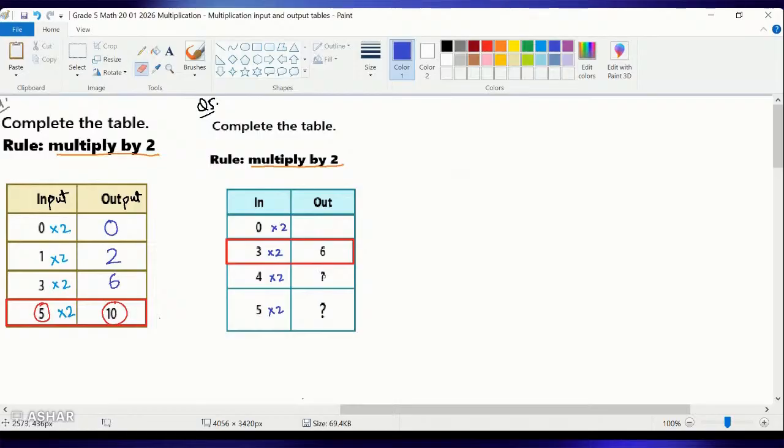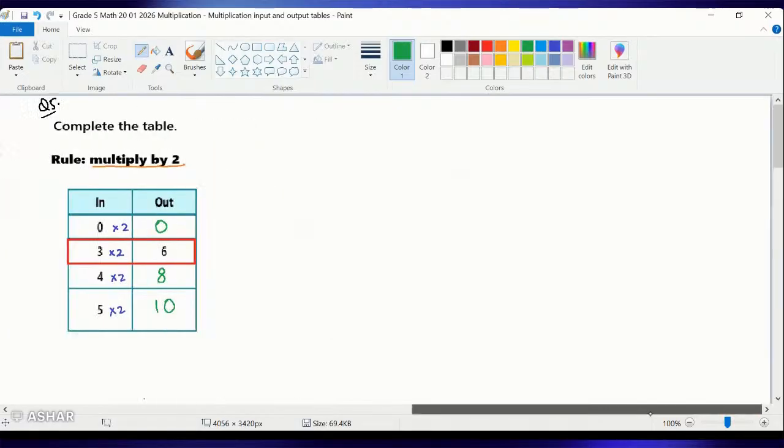And what would be the missing values? 0 multiplied by 2 stays a 0. 3 multiplied by 2 was already given, that is 6. 4 multiplied by 2 becomes 8. And 5 multiplied by 2 is 10. So by studying the given value, we can always complete the grid. We can always find the output values. Okay. Moving ahead to the next question.